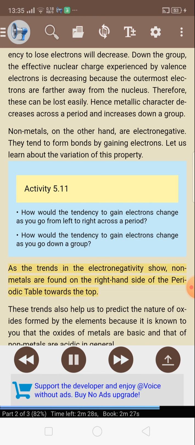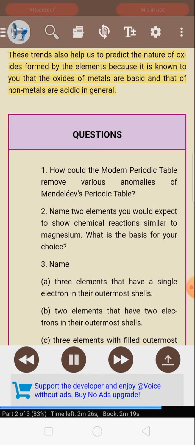As the trends in the electronegativity show, non-metals are found on the right-hand side of the periodic table towards the top. These trends also help us to predict the nature of oxides formed by the elements because it is known to you that the oxides of metals are basic and that of non-metals are acidic in general. Questions. 1.